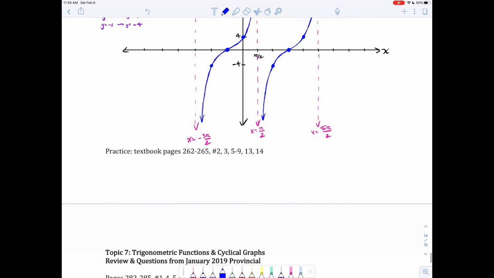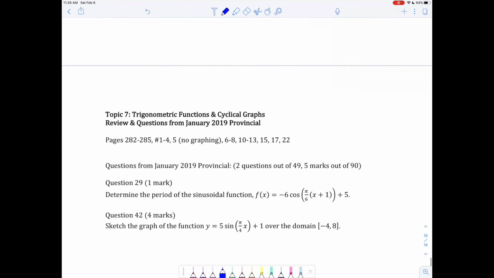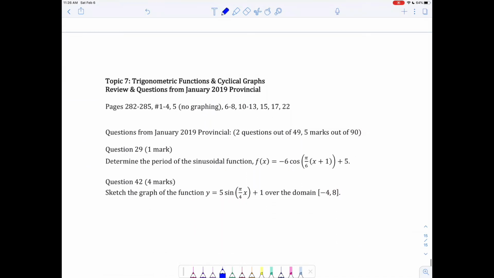There is some practice work in the textbook for you to play with. I would recommend giving it a go, giving it a shot, giving it a whirl, giving it a stab, giving it an attempt. But then also there are some questions from the 2019 January Provincial for you to look at. Not a whole ton for trig functions on that exam, but this one is certainly worth a good number of marks. So we have now closed this topic.